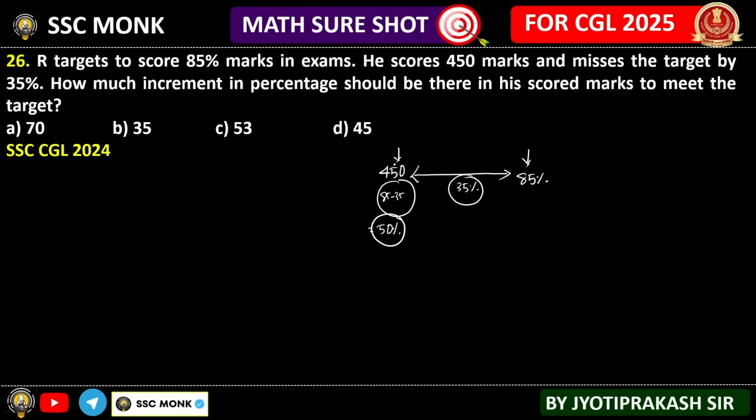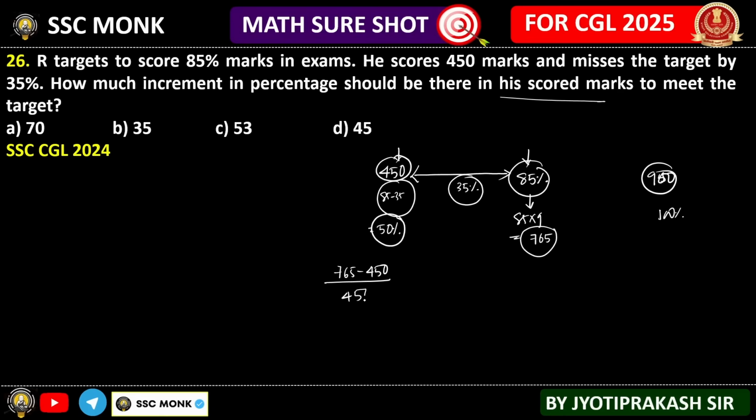So when 50% is 450, 100% is equal to what? 900. So he needs to score 85%. 85% of 900 is equal to what? 85 into 9. That is equal to 765. Now he must have scored 765. He scored 450. What is the missing amount? 765 minus 450. And how much he should have scored from his current score?